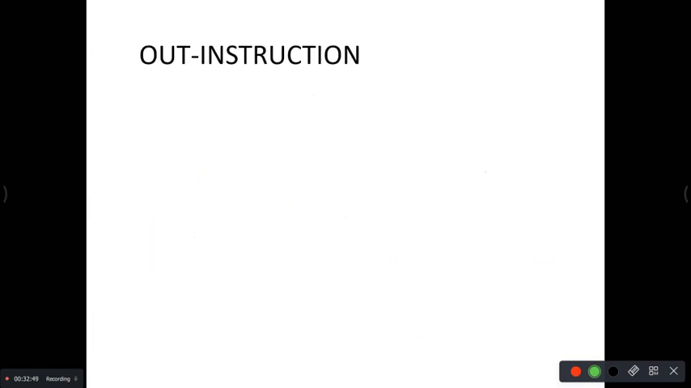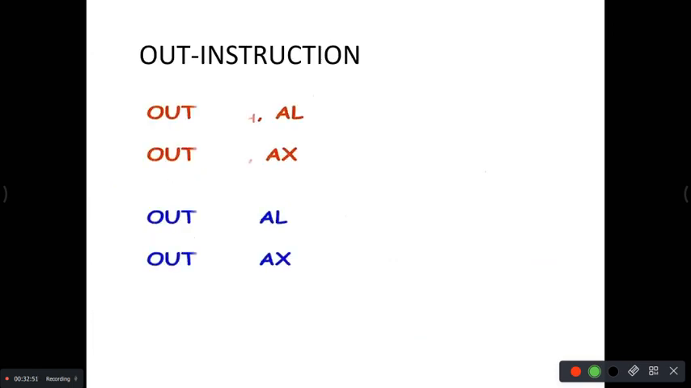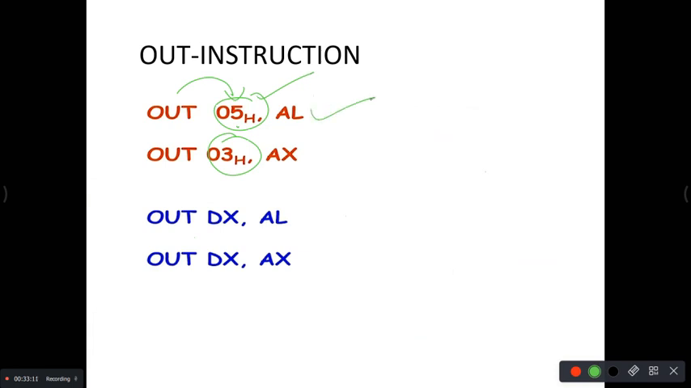Port address. Now the OUT instruction. Can you guess the OUT instruction? In OUT, what comes here? The port address comes first. In the IN instruction, the port address comes next, but in the OUT instruction, the port address comes first. This is the port address. So can you tell me what this instruction does?